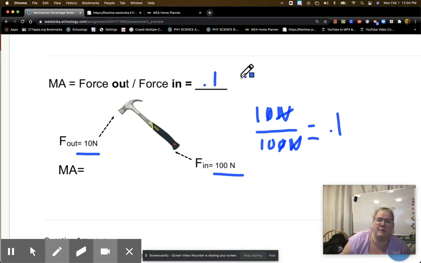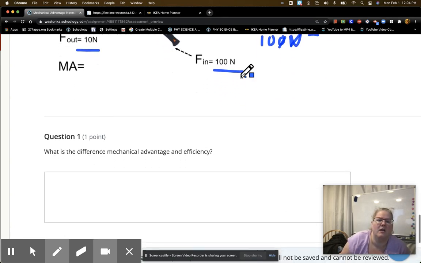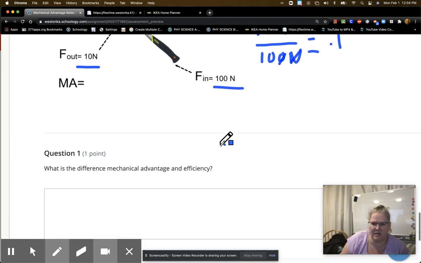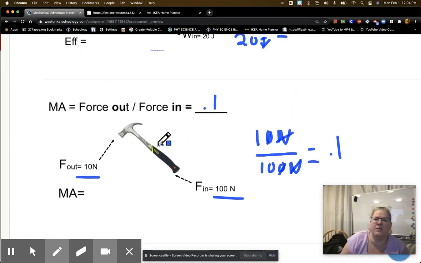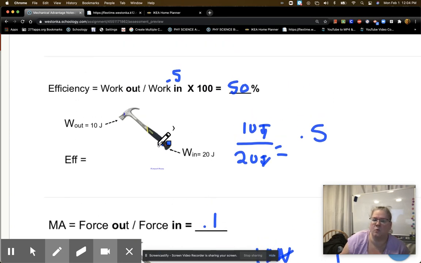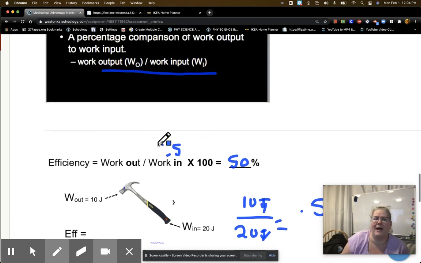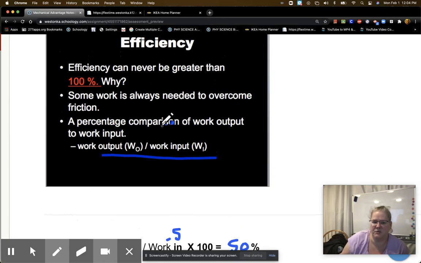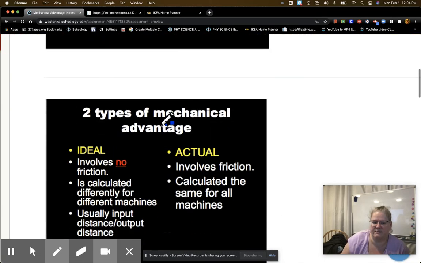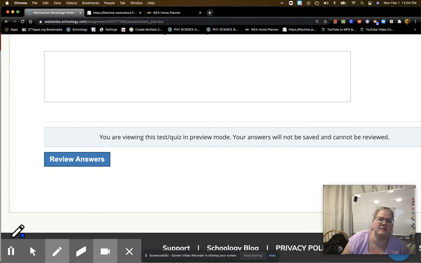I'm multiplying my distance. So what is the difference between mechanical advantage and efficiency? Well, one has to do with force and the other one has to do with work. You need to put those in terms that you understand. Go back and use the definitions for efficiency and the definitions for mechanical advantage. If you need help, as always, please ask.